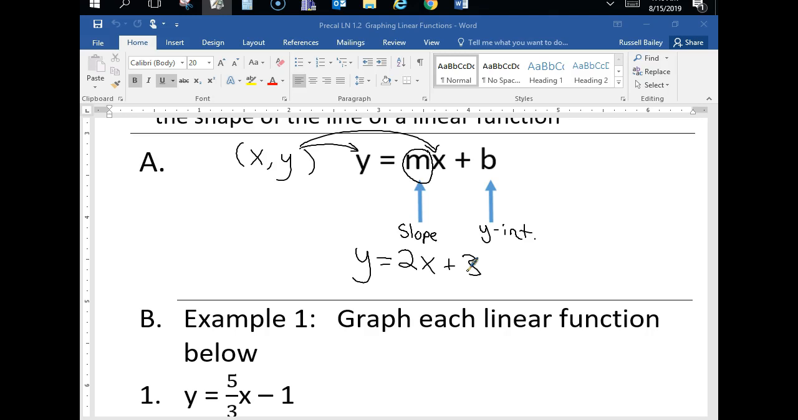Like, for instance, if x was 1, then y would be 5. If x was 0, y would be 3. So there's an infinite number of points there, constantly changing.